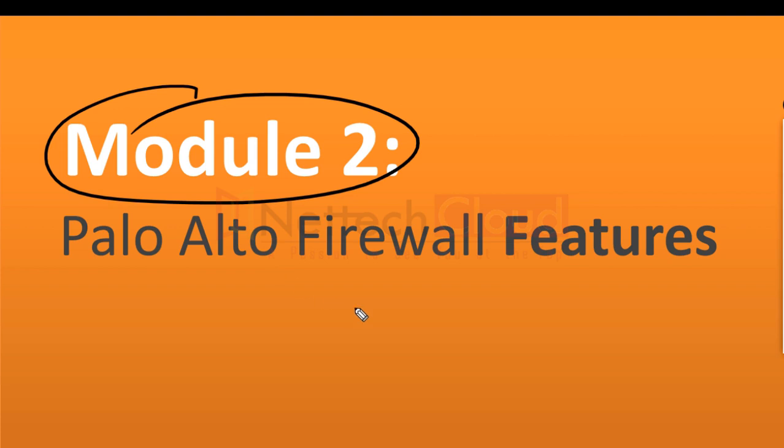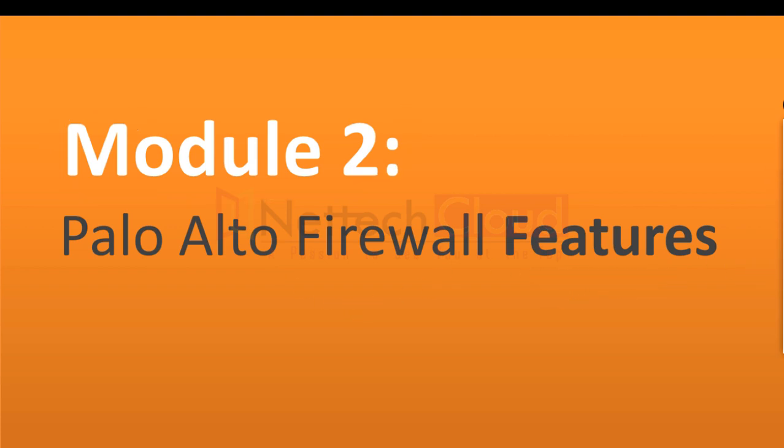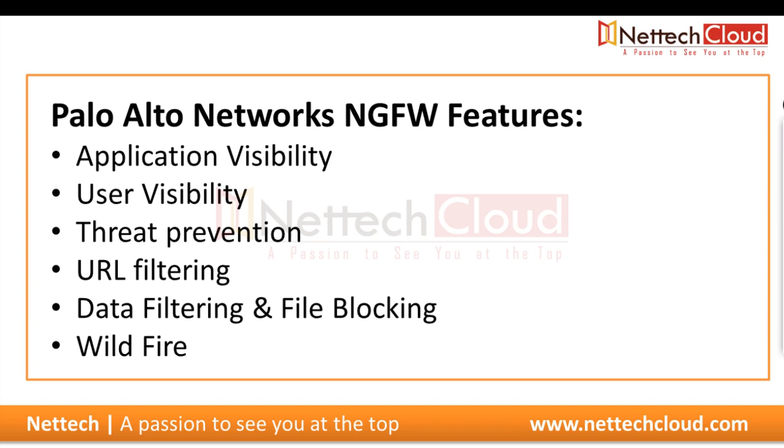Module 2, Palo Alto Firewall features. Palo Alto Networks' next generation firewall features: application visibility, user visibility, threat prevention, URL filtering, data filtering, file blocking, WildFire. So they all are basically security features.